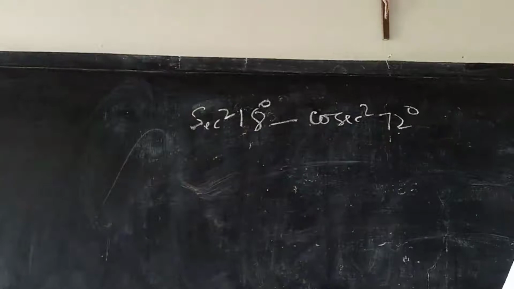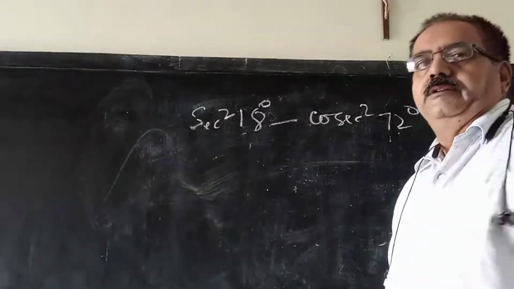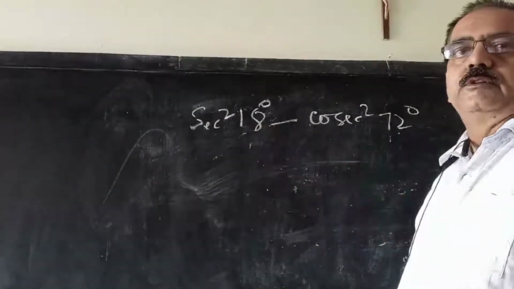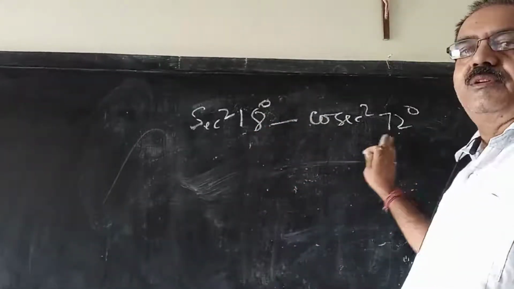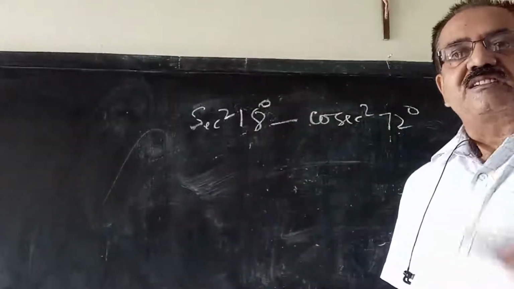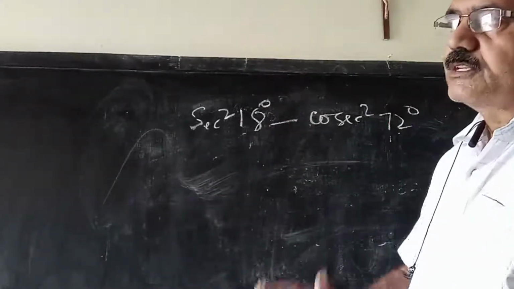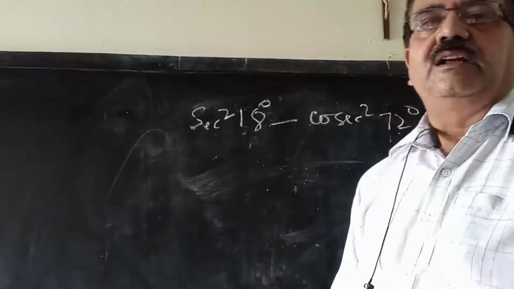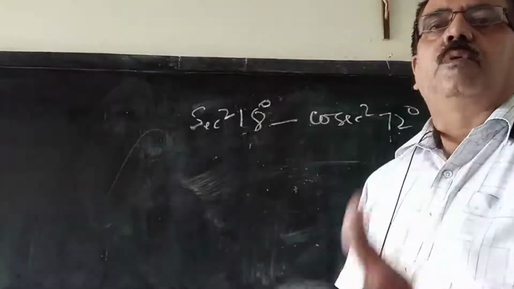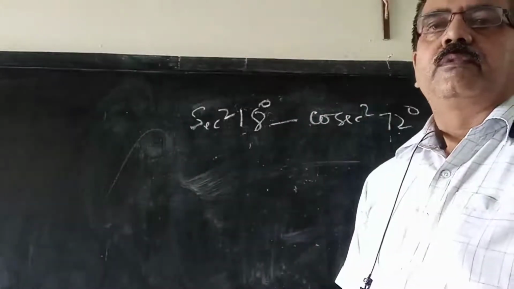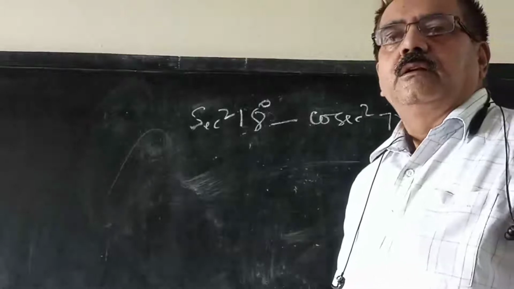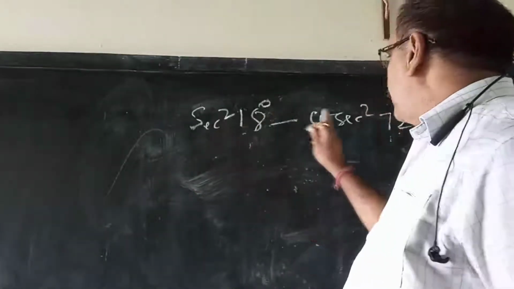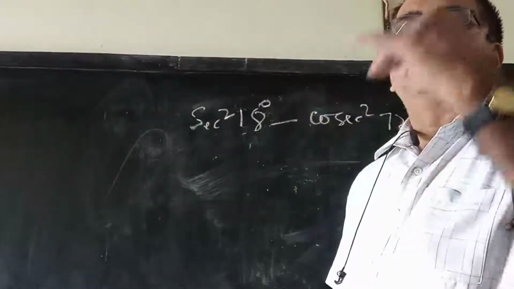Sec square 18 degree minus cosec square 72 degree. Now see how many terms are there? Two terms. We see 18 degree plus 72 degree, is it equal to 90 degree or not? Yes, it is equal to 90 degree. Where the sum of two angles comes to 90 degree, generally we convert one of the angles into complementary. So either sec or cosec we will convert into complementary.